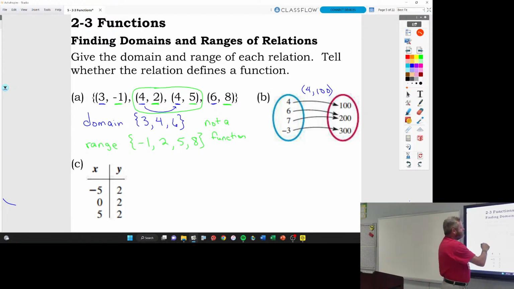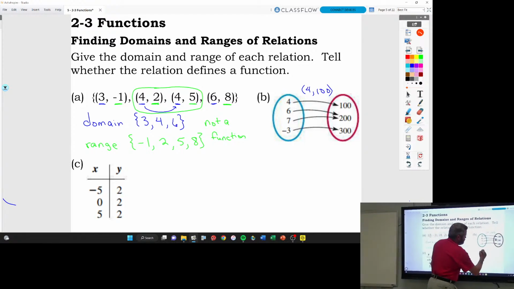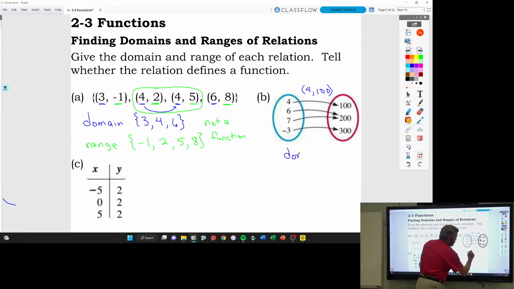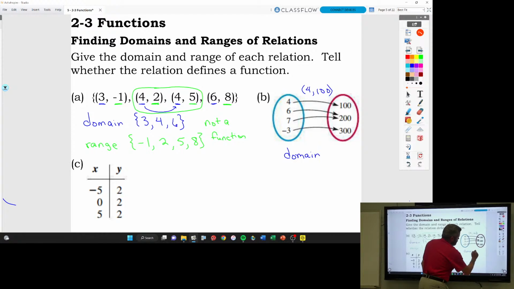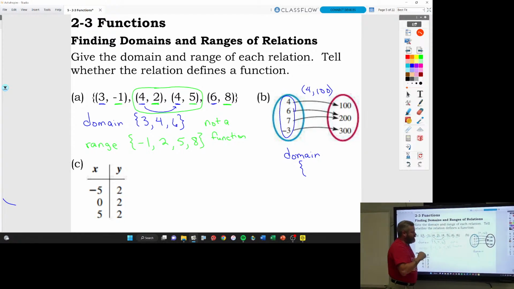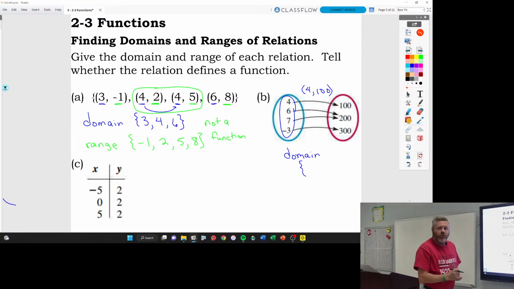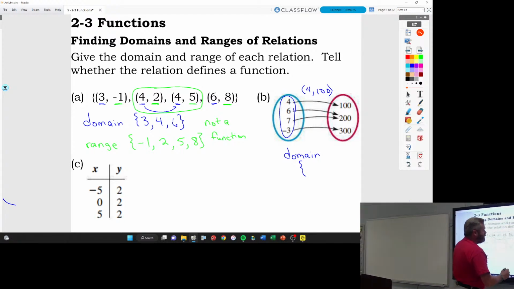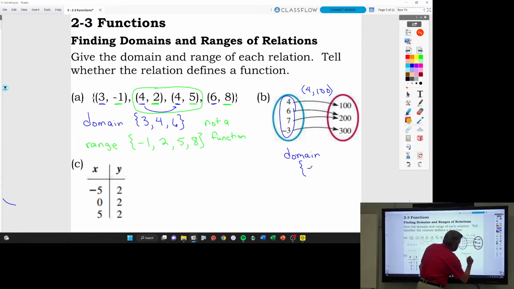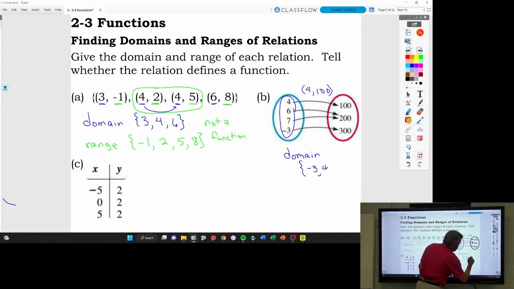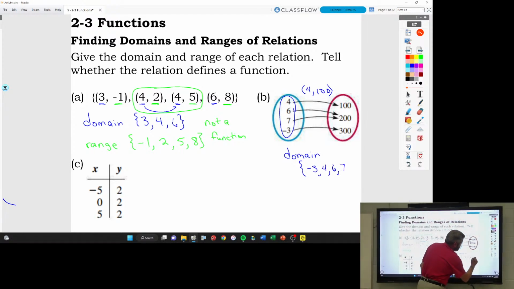But let's go ahead and discuss the domain of this function. Again, the domain is the set of first values. In the case of this problem, it's 4, 6, 7, and -3. But when we list our domain, we write those in order from smallest to largest. So the domain is -3, 4, 6, and 7.